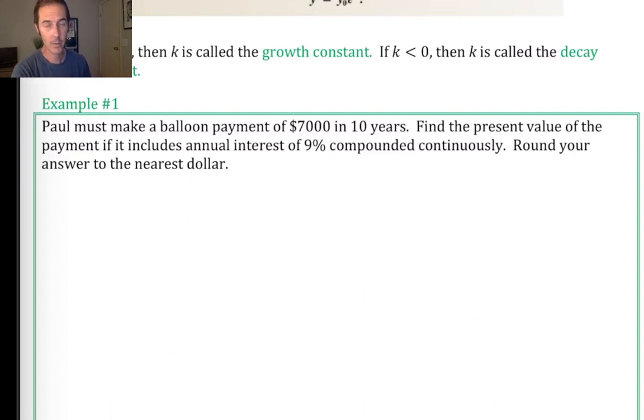Sometimes you're paying out that balloon payment. Sometimes that balloon payment, if you're fortunate, is coming to you. So he's got to make this balloon payment of $7,000 in 10 years. And we want to find the present value of the payment if it includes annual interest of 9% compounded continuously.